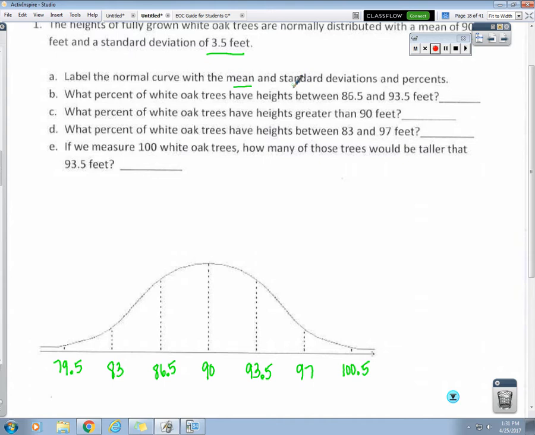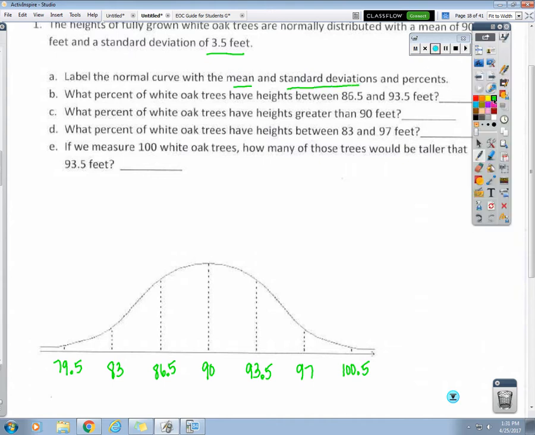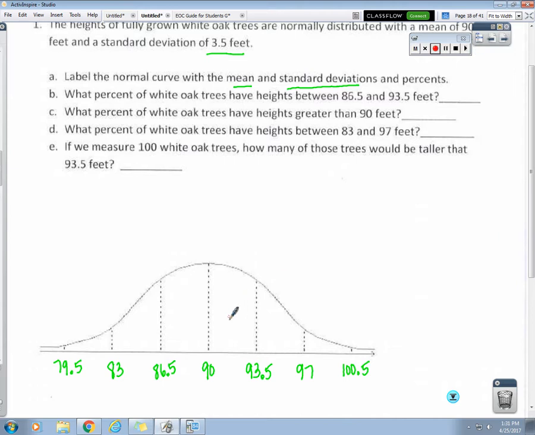Okay, so we labeled it with the mean and the standard deviations, but now they also want you to label it with the percentages. What percentage is this section? 34. So that means this one's also 34 because those 2 add up to 68. What percent is this one? 13.5. And so this one is 13.5, and those 4 together add up to 95. And then this section is 2.35. So is this one, and those 6 sections together add up to 99.7, leaving 0.30 left over, which means this one's 0.15% and this one's 0.15%.